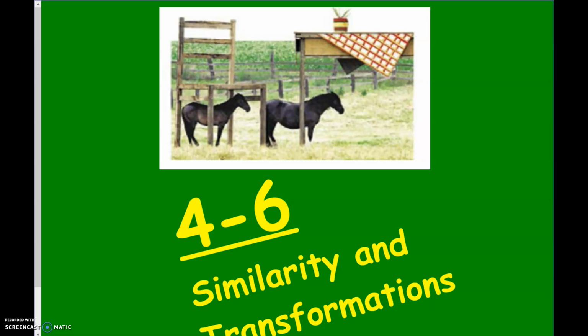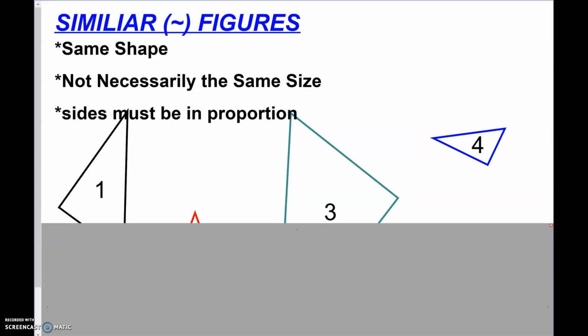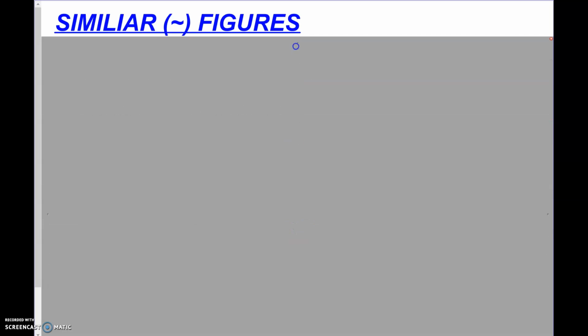In 4.6, we are talking about similarity and transformations. All right, so what does it mean if something is similar? First and foremost, this little symbol right here means similar. When we have a symbol like this, that means congruent. And when we have just the single, that means similar to. So like triangle ABC is similar to triangle TOK.